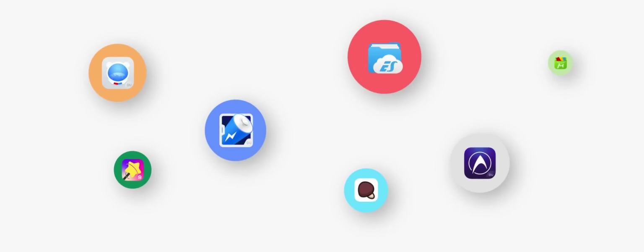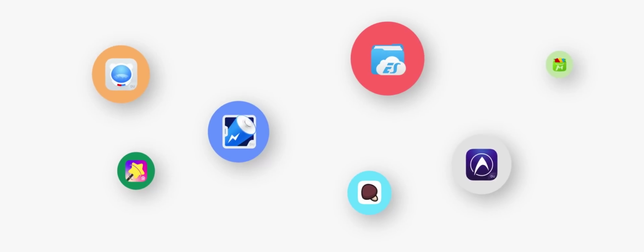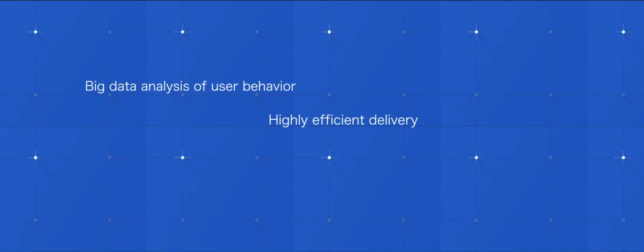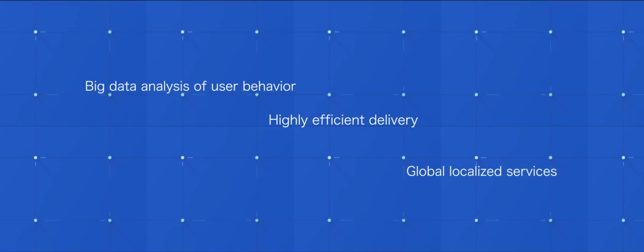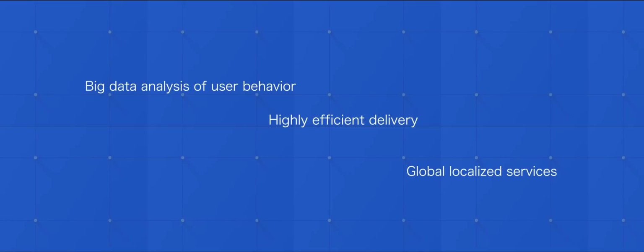Du Ad Platform has 7 local teams around the world that work together to ensure high-quality ad sources. By analyzing our big data on user behavior, we've achieved extremely efficient, accurate targeting. And we have localized the support, no matter where you are in the world. That's what makes Baidu's Du Ad Platform your top choice.